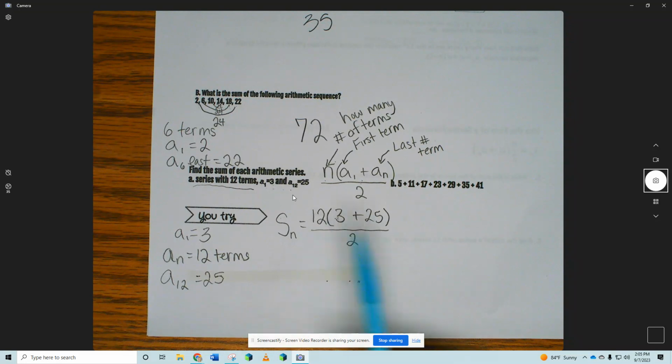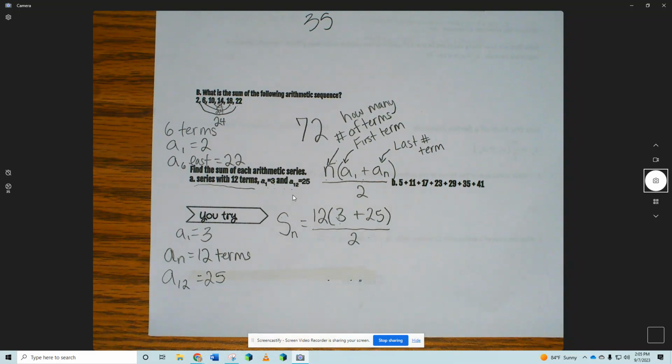There's 12 numbers. The first number is 3. The last number is 25. All divided by 2. Go ahead and put that into your calculator and get a result. You're adding up this list, the list that we can't even see what the numbers are.